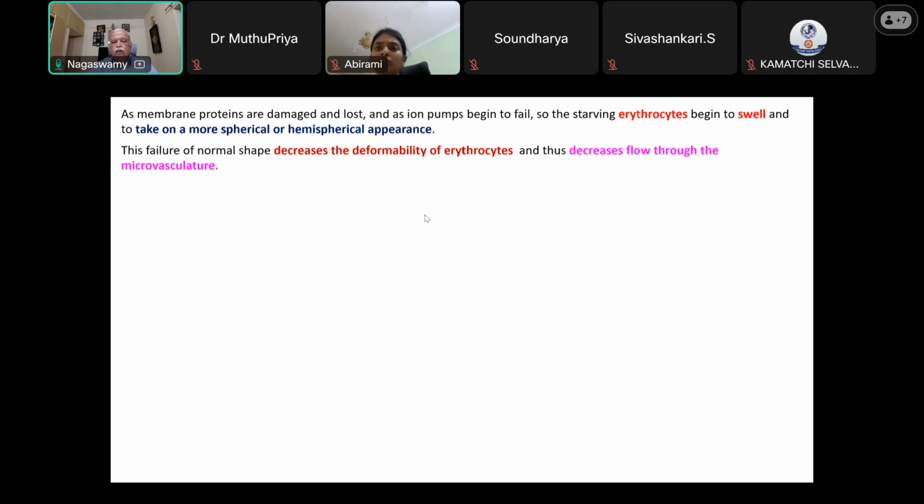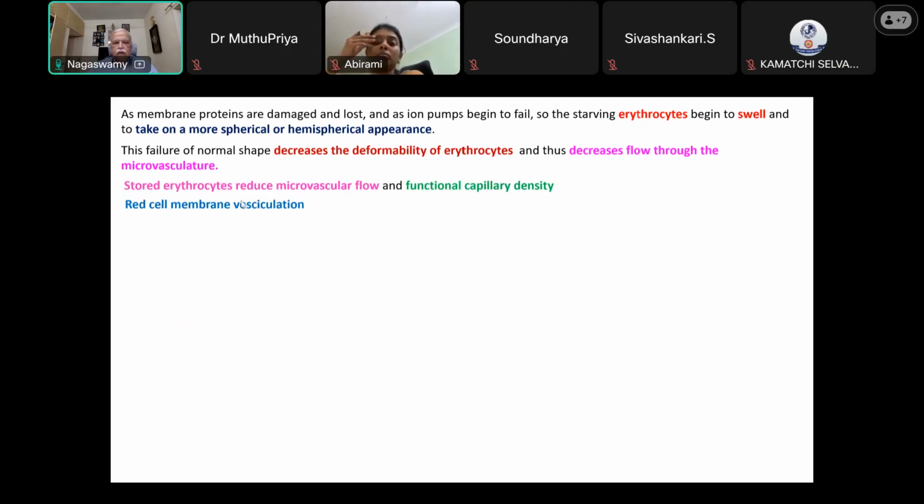And one of the reasons why we don't like to give a blood transfusion during a microvascular surgery is that these deformed RBCs can get caught in the microcirculation and spoil the result of the surgery. Okay? And stored erythrocytes reduce microvascular flow and functional capillary density also. And there is vesiculization happening.